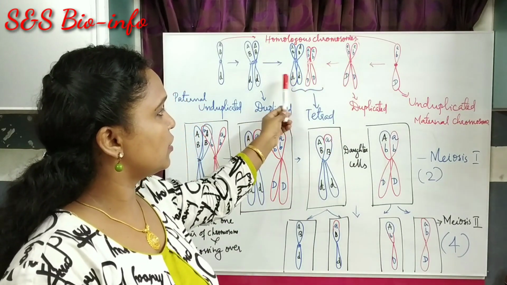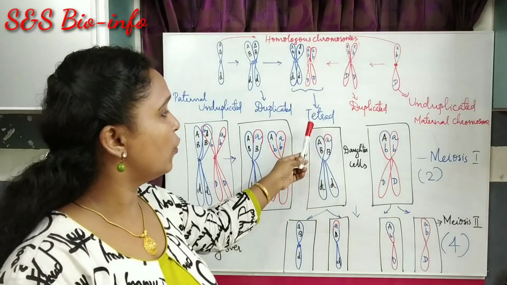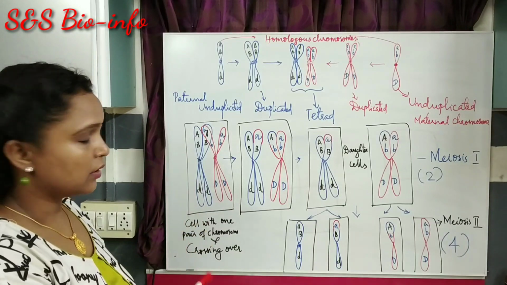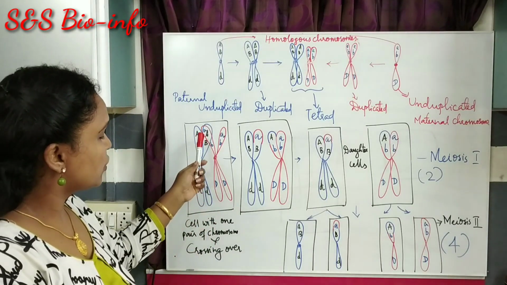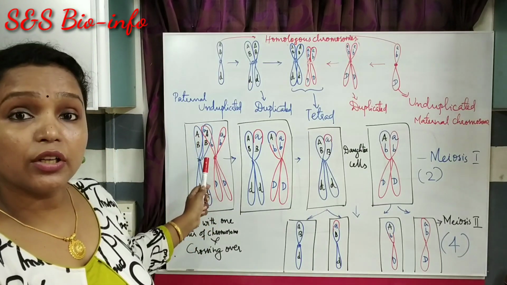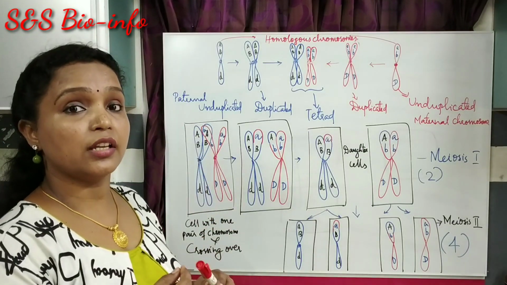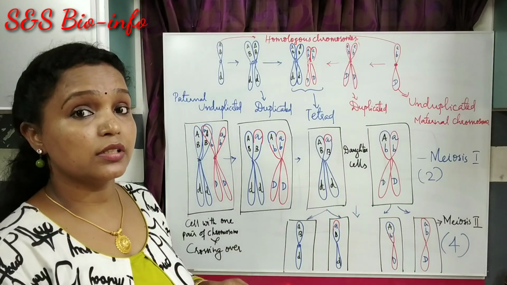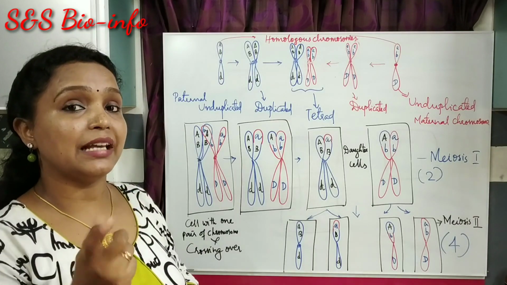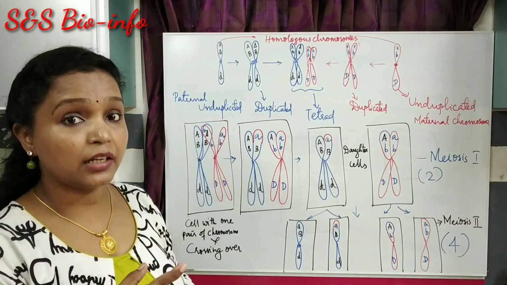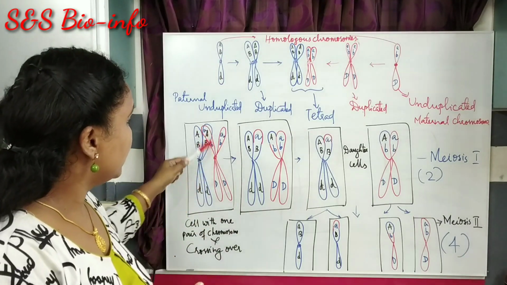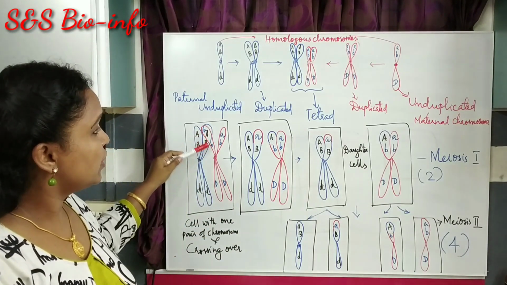Here, after duplication, the homologous chromosomes pair up and form tetrads. So here you can see a cell with one pair of chromosomes. These homologous chromosomes undergo crossing over. Crossing over is the exchange of genes between the non-sister chromatids of the homologous chromosomes. That means a gene can be exchanged from the chromatid of the paternal chromosome to the chromatid of the maternal chromosome and vice versa. And here you can see the exchange of the genes.